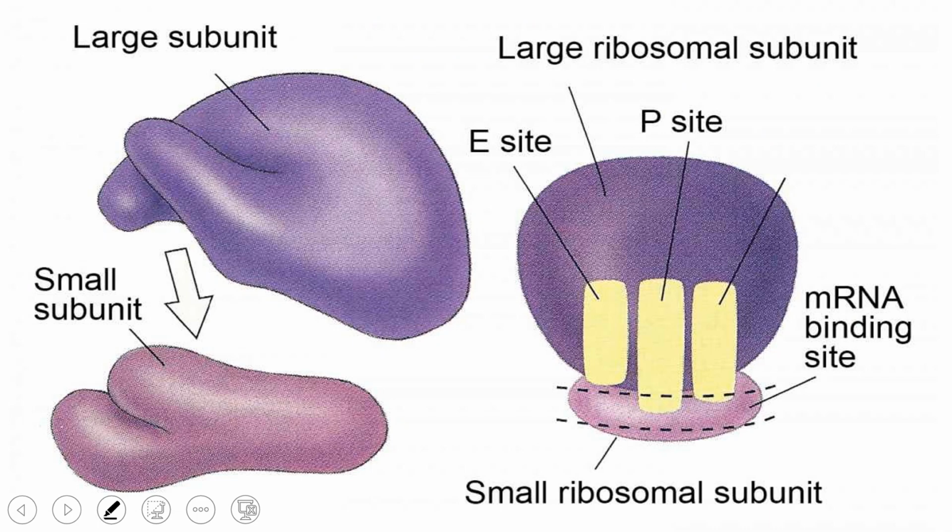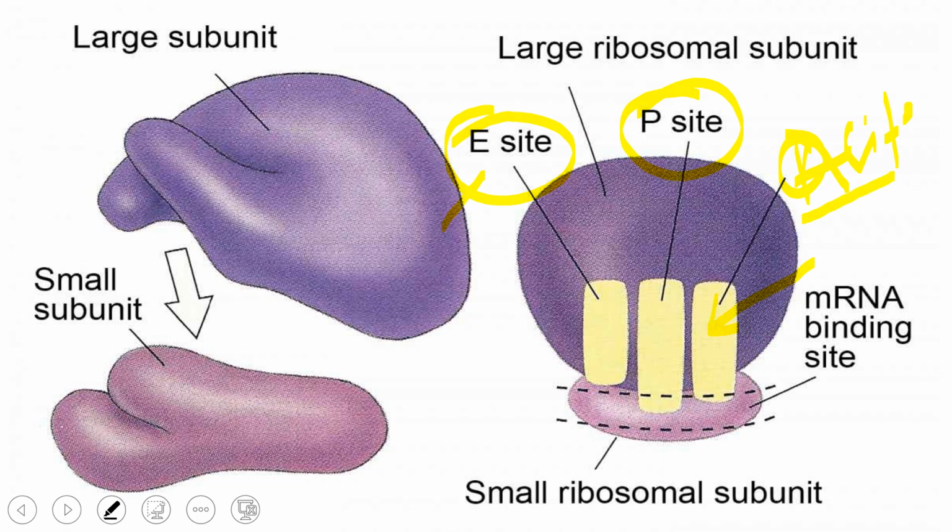In this ribosome, we already know that there are three different specific sites: the E site, P site, and A site. These sites have specific significance. The E site is the exit site. The P site is the peptidyl site, the peptide binding site, and the A site is the aminoacyl site, because except for the first amino acid, almost all amino acids come first to this A site. That's why it is called the aminoacyl site.